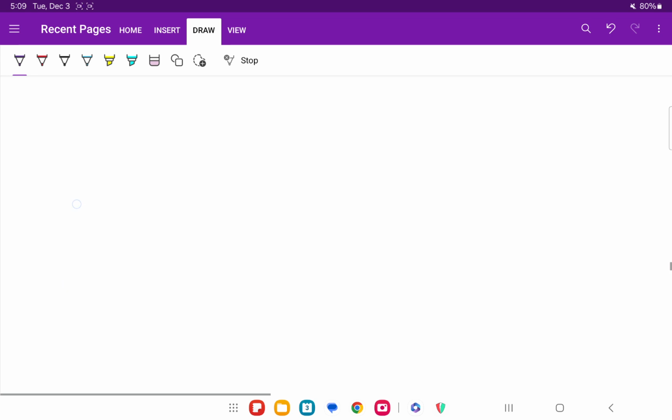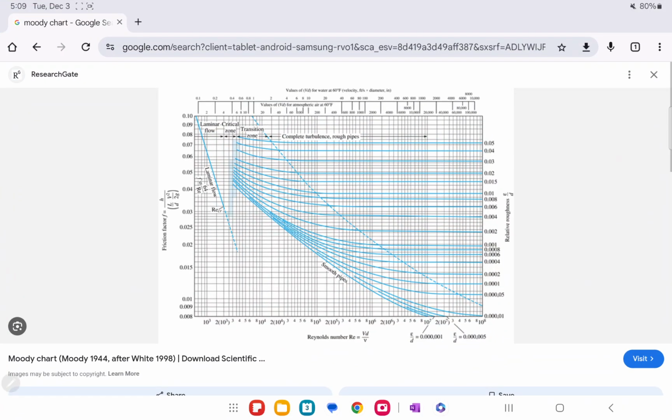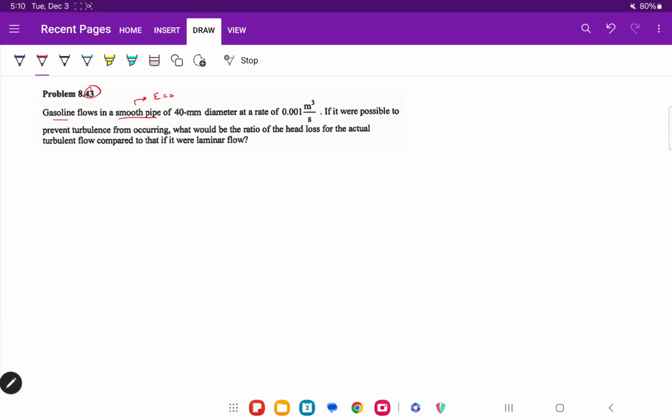Let's go to the next one. Problem number 43. Gasoline flows in a smooth pipe. A smooth pipe means epsilon is 0 and you need to use this line, the lowest line. If you see here, you can see a smooth pipe, so you should use that line if you had turbulent flow.